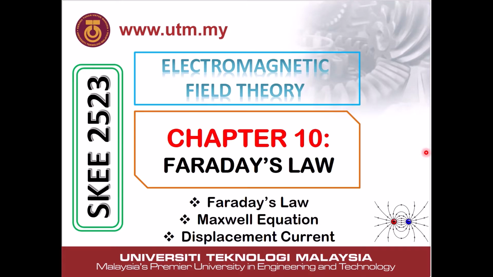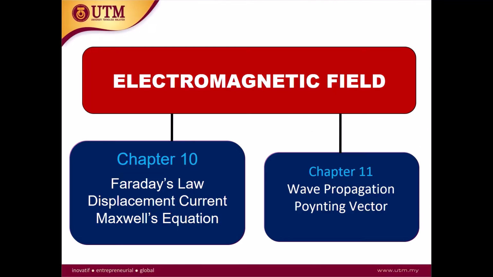Now, finally, we have arrived at the final part of EMT, which is the time varying field. The time varying field will cover two chapters. The first chapter is chapter 10. We will discuss Faraday's law, displacement current, as well as Maxwell equations. And the last chapter is chapter 11, discussing wave propagation as well as Poynting vectors.